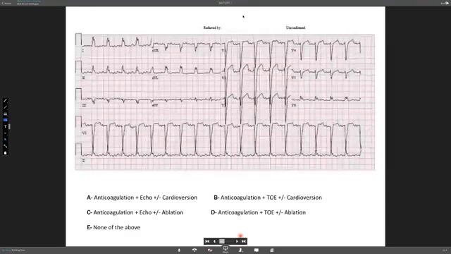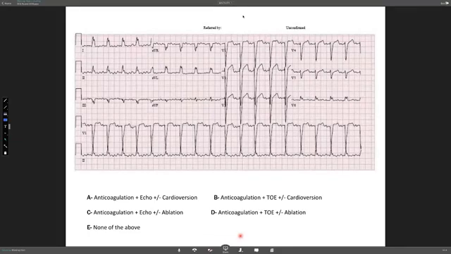So I'll show you the ECG again. I'll give you a few seconds, and if you could type your answer in the chat box. Again, based on this ECG in a patient who's complaining of palpitation, would you start the patient on anticoagulation, do an echo, and then electrical cardioversion, or do a TOE and then cardiovert the patient, or consider the patient for ablation, or you will do none of the above?